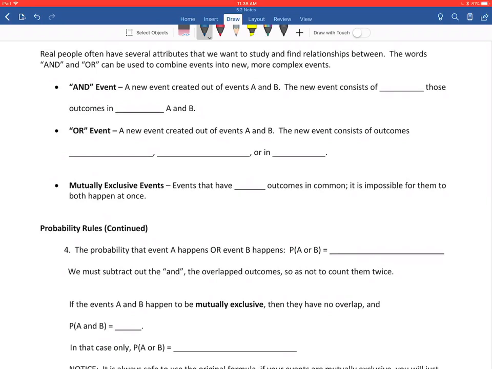Okay, so it says real people often have several attributes you want to study and find relationships between. So we use the words and or to make new, more complex events. So a lot of times you're not interested in just one characteristic. You usually want to kind of say this and this, or this or this, and make these more complicated relationships. So we need to look at both the and the or and how those work. An and event is a new event created out of events A and B. And the new event consists of all of those outcomes in both A and B.